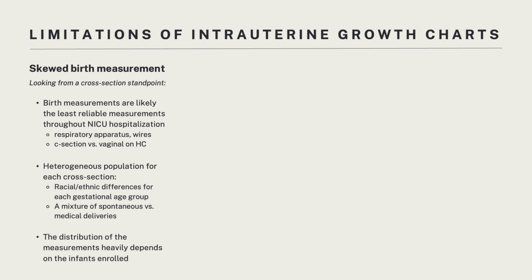Moreover, for each gestational age, there is a mix of spontaneous and medical deliveries. Based on obstetric practice guidelines, the proportion of each type of delivery may vary for each gestational age group. Some antenatal or maternal morbidities that may alter fetal growth are also indications for medical delivery. Additionally, the distribution of birth measurements for each gestational age group may depend on the selection criteria. For example, in the 2010 Olsen charts, only 2/3 of the input data were included in the final growth charts.